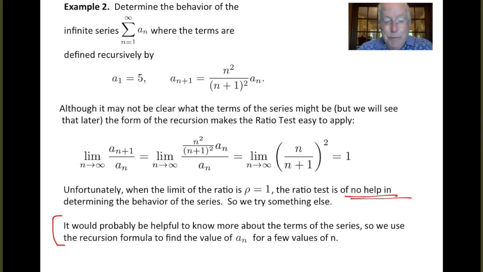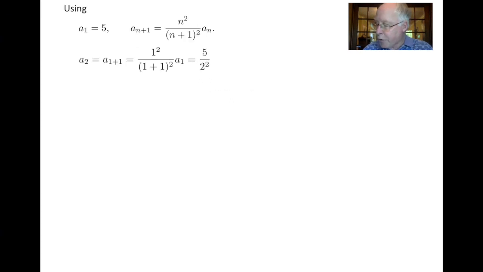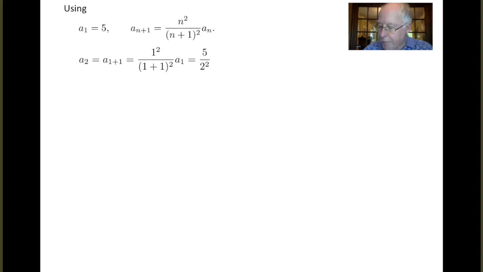Now, it's probably useful in other work with the comparison test, integral test, etc., if we want to use those, to know a little bit more about what those a sub n's are. So let's work them out, see what this recursion is telling us. So here's the recursion we're given. Here's how you get a sub n plus 1 if you know a sub n. And we know a1 is 5. So the recursion works like this.